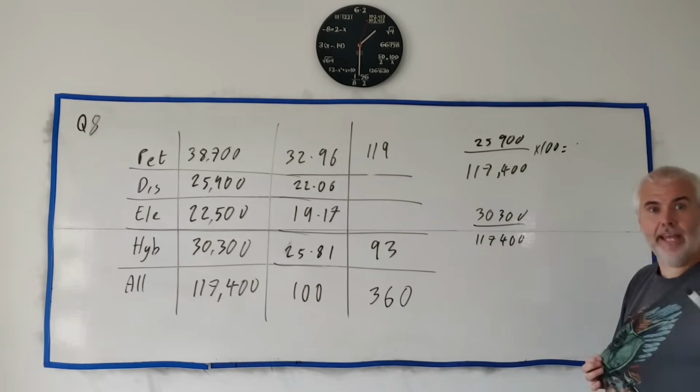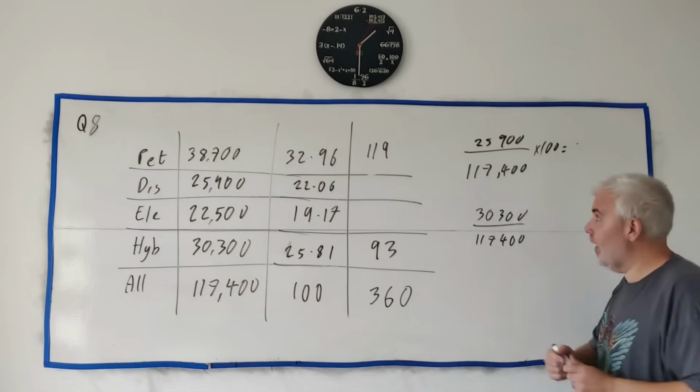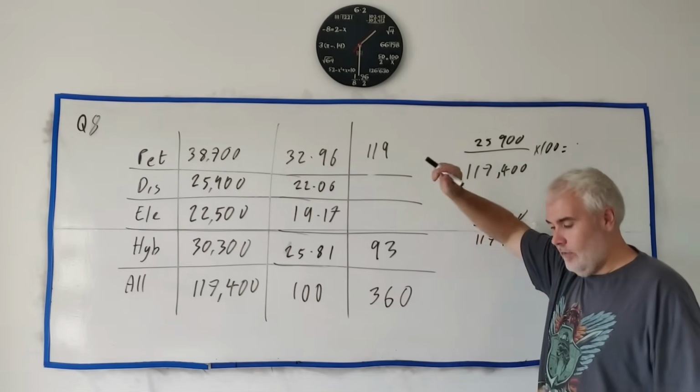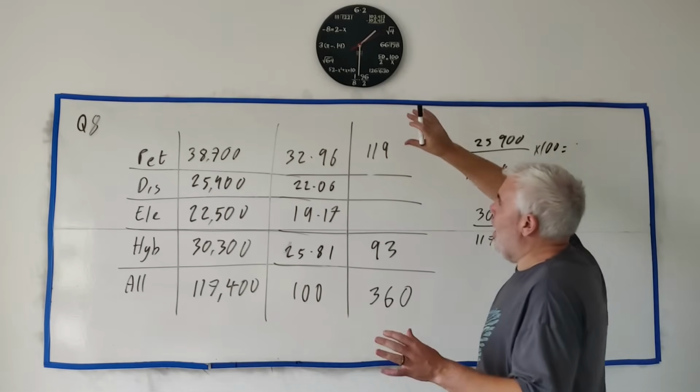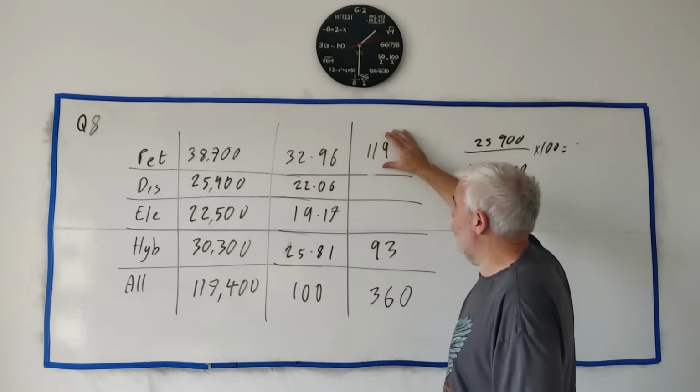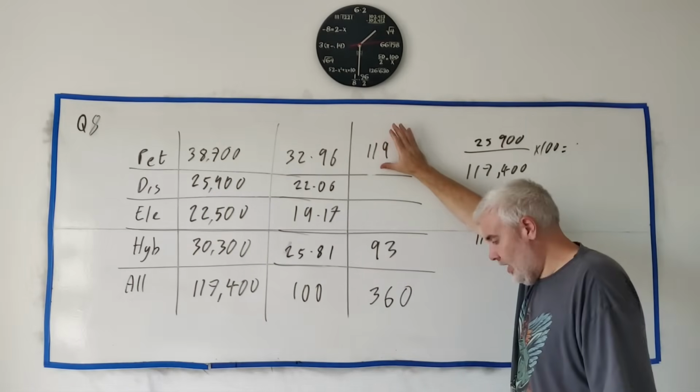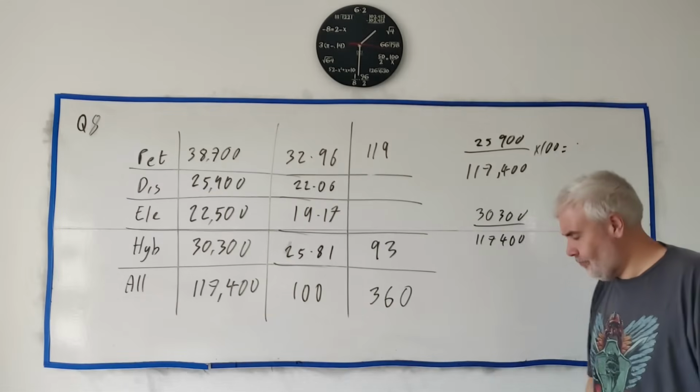We're going to do the next part. We're going to draw a pie chart. So for that, they want degrees. How much of a pie chart would petrol fit? They've told us it's 119 degrees. How do they get that?